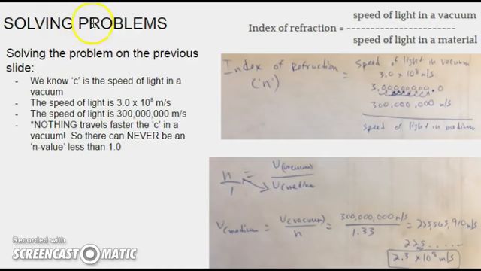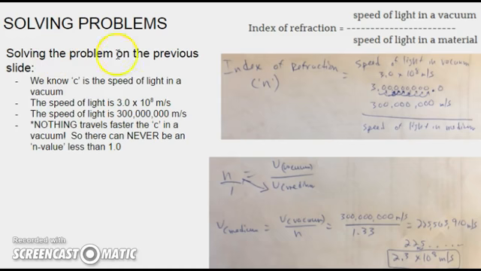So now we have enough information to solve the problem. We have an equation of the index of refraction equals the speed of light in a vacuum divided by the speed of light in a material. But I'm asking you to solve for the speed of light in a material, so we're going to have to change the equation. We're going to cross multiply to get the speed of light in a material to equal the speed of light in a vacuum divided by the n value, or the index of refraction. That's how we're going to solve this.